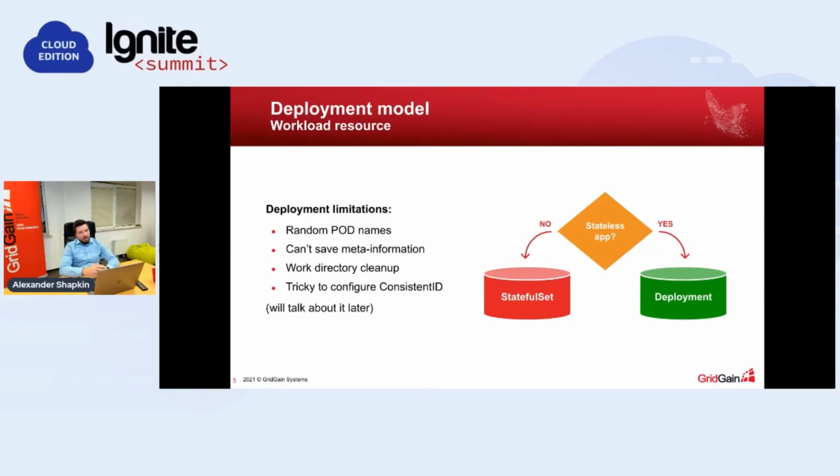Well, your pod's names are being generated randomly and are replaced after a restart. That means you cannot configure a consistent ID properly. We'll talk about it later. And since the deployment resource doesn't have volume mounts, you cannot persist your directories, like work folder with logs and some meta information.